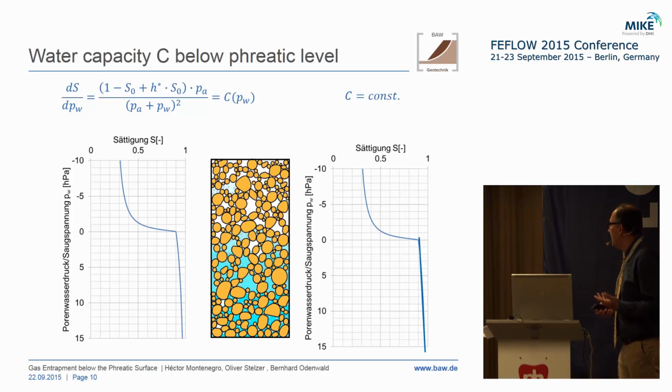Another simpler approach would be to assume some kind of linear relationship. And we know that the C, which is the water capacity term in the Richards equation, would then be just a constant. So these are the two approaches.